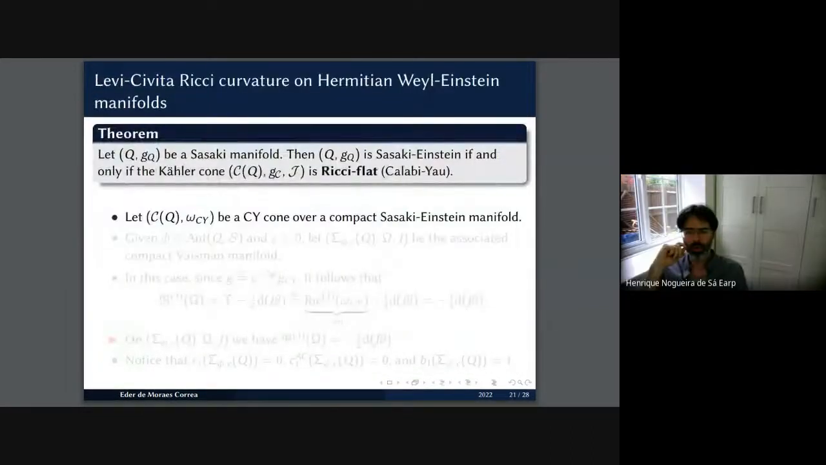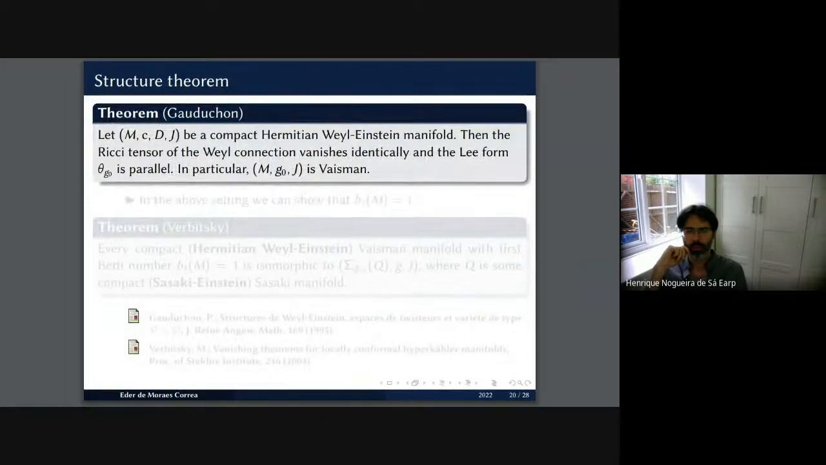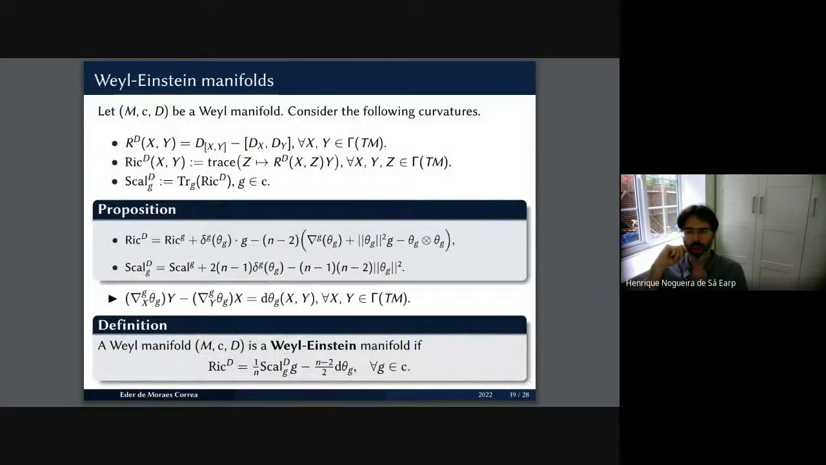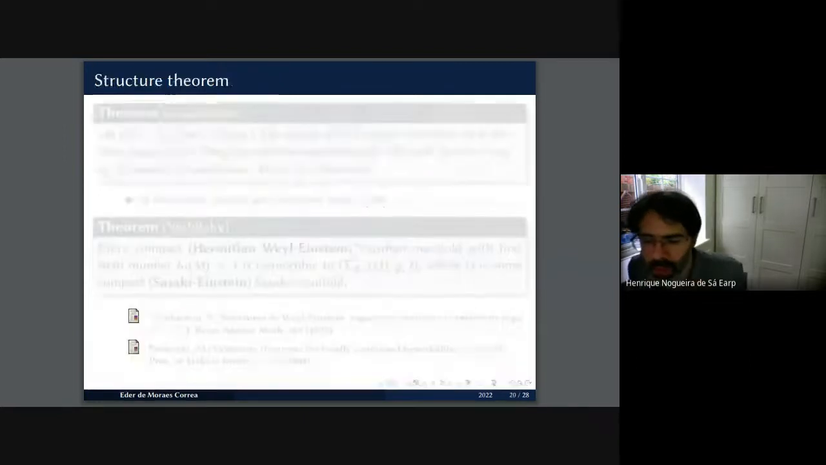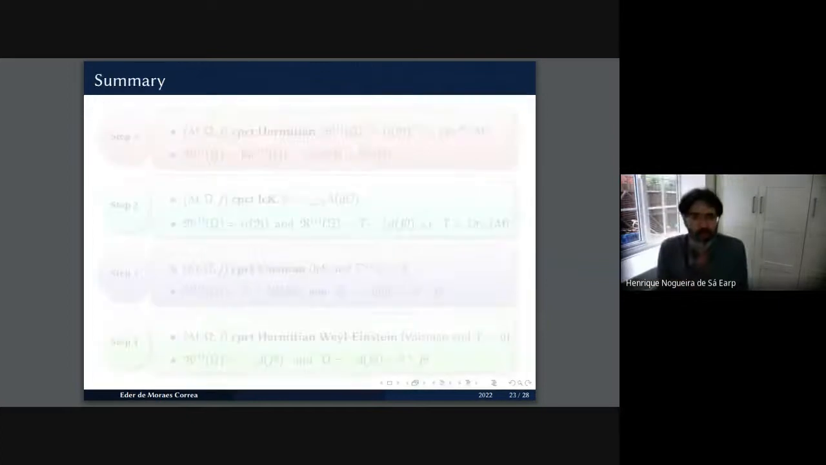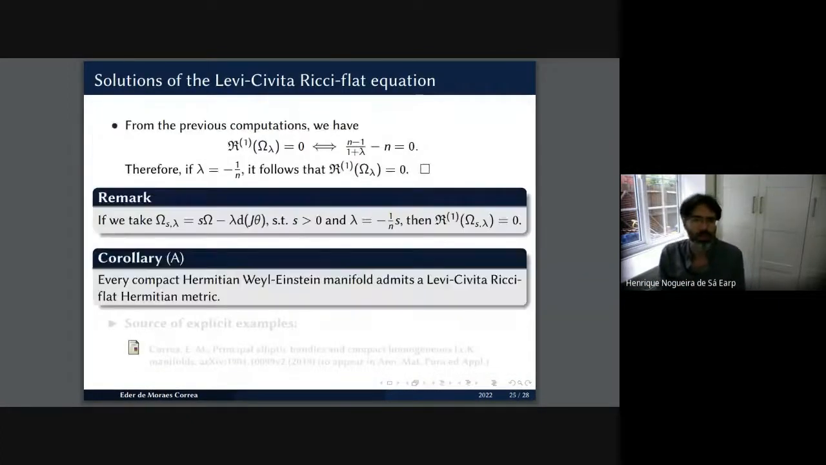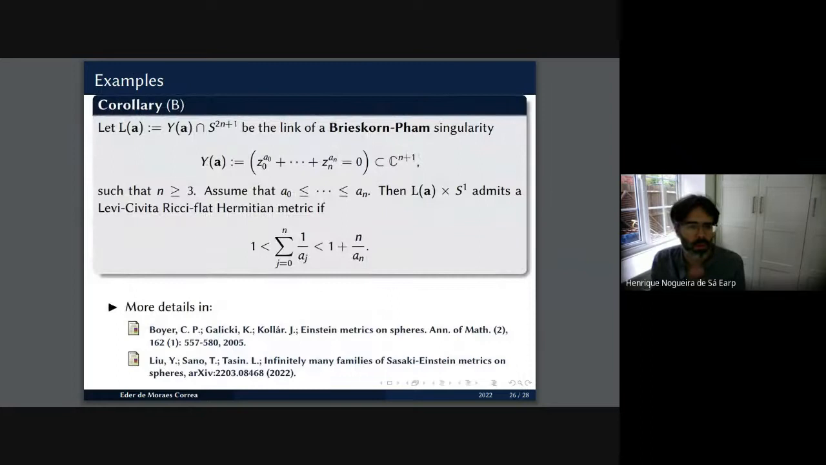Any other questions? Oh, if not, I have a question actually. Can we have a look at one of your last slides when you give the Brieskorn-Pham sphere example? Okay. Yeah, that one. So suppose I take something like n equals 4, right? Or in fact, even n equals 3, right?